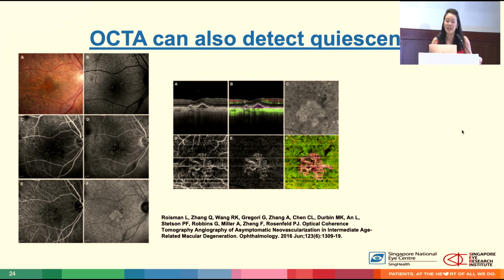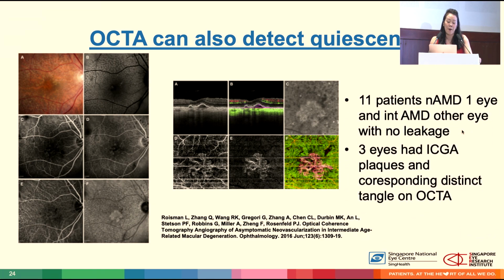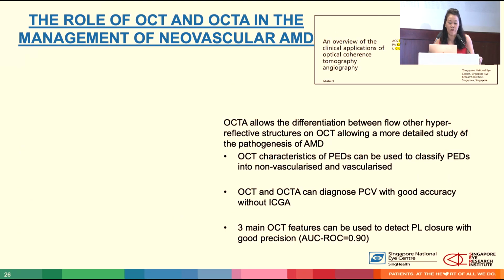And the quiescent CNV was also a topic of conversation, and you can see that we do detect them now before they leak, and we still do not treat them while they are quiescent. However, we should reduce our follow-up interval and monitor these lesions more closely, because the risk of leaking is much higher than in those PEDs that are not vascularized.